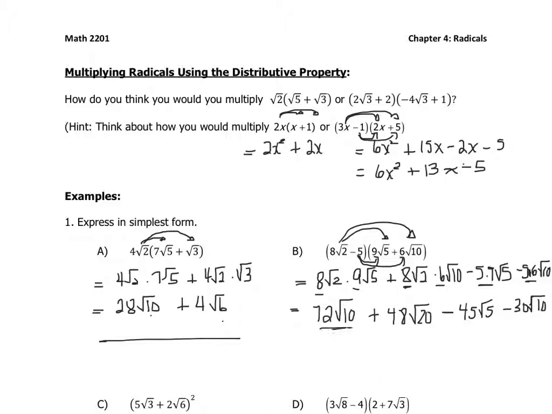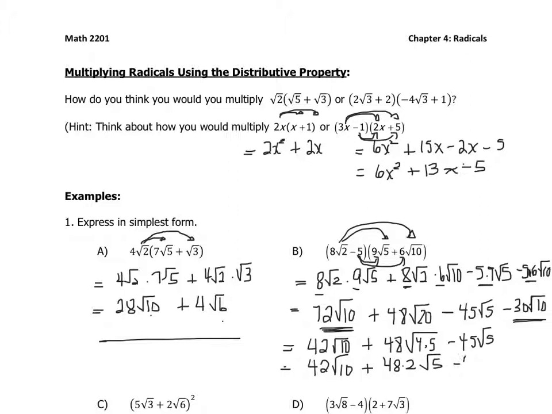So right away I can see that this term here and this term here both have root 10s in them, so I'm going to subtract 30 root 10 from 72 root 10, because 72 root 10 minus 30 root 10 is going to be 42 root 10. And then while I'm at it, I'm going to break down the root 20. Root 20 is root 4 times root 5. And then I can go 42 root 10 plus 48 times 2, because the square root of 4 comes out as 2, you're left with root 5.